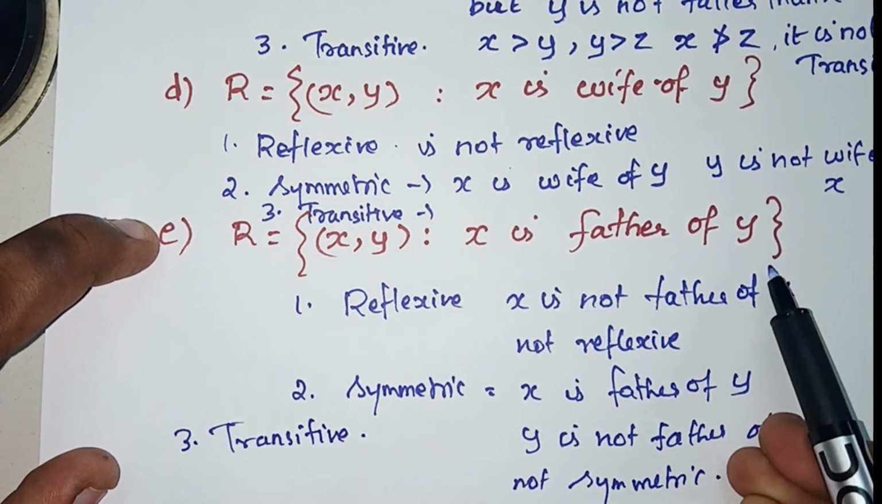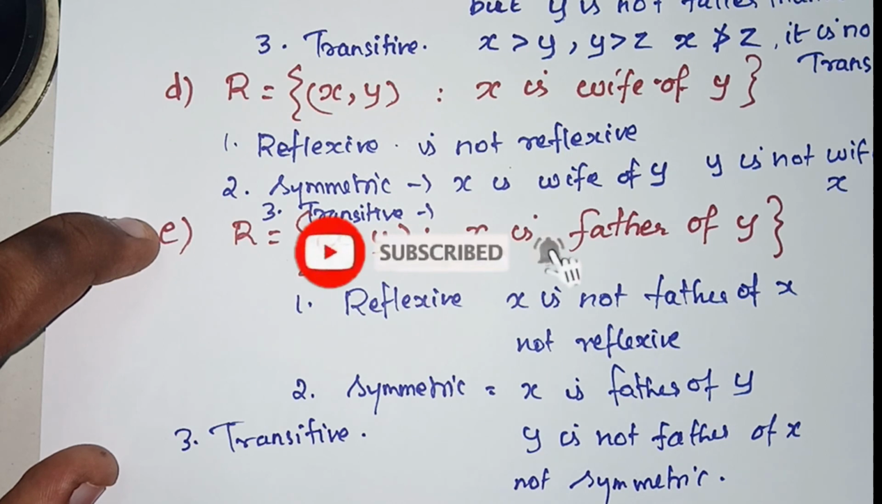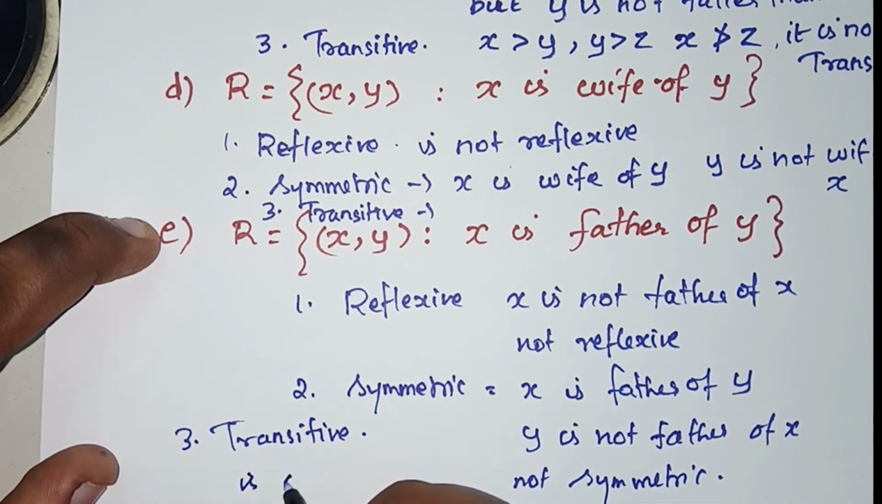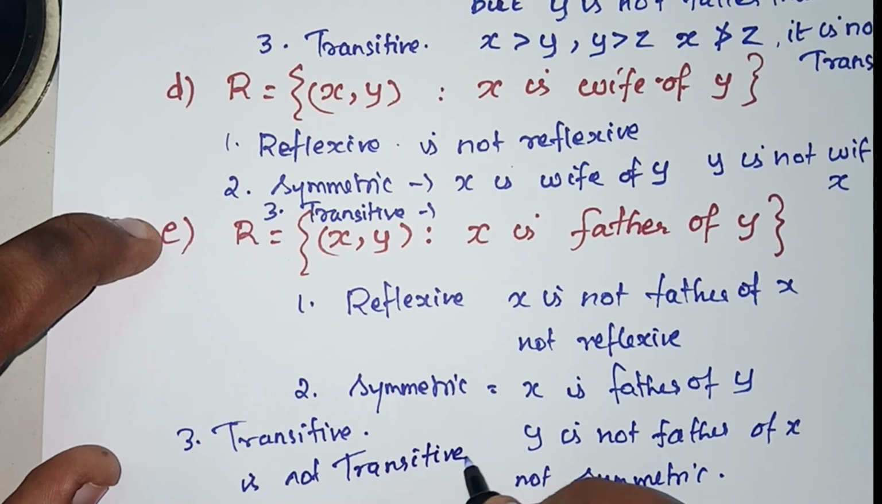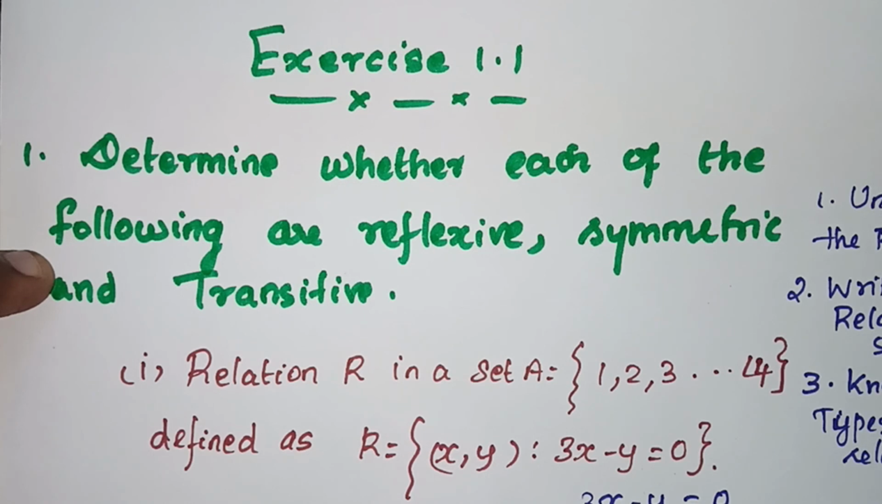Next one is transitive. X is the father of y. Y is the father of z. So x and z, there is no such relationship. So it is not transitive. I hope you understood this first problem in exercise 1.1. We will do the remaining problems in future videos one by one. Thank you, students.